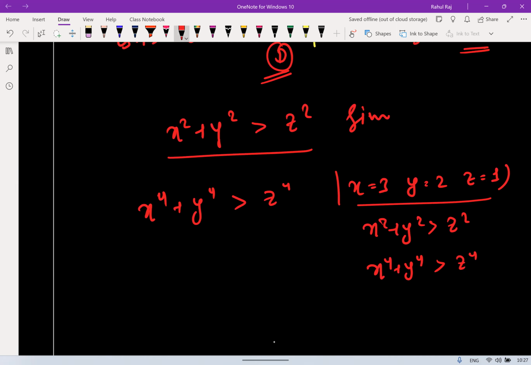No. Now tell me one thing, Alexa. You know that even powers cannot be predicted, right? For some value, x square plus y square is greater than z square, and the same value can adjust to x4 plus y4 greater than z4 as well. But it can also be x4 plus y4 less than z4. But if at all you are trying to create that condition, Alexa, what exactly needs to be done?